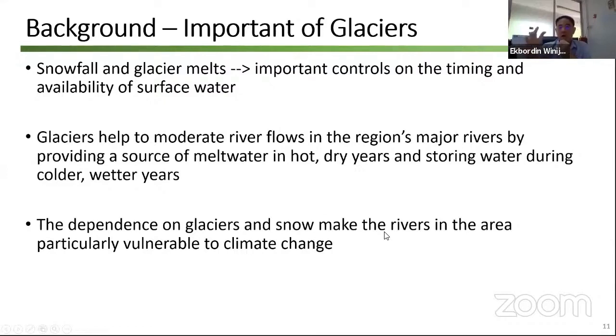So in general, if we're talking about the importance of the glacier, during the period that we have more water or more deposition of ice, the glacier will act as a reservoir of water. But during a hot or dry year, water is going to melt from the glacier and provide additional water into the river, so that the glacier works as a buffer for the availability of surface water in the area.